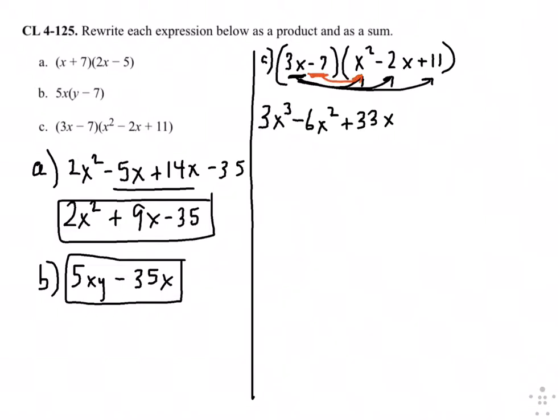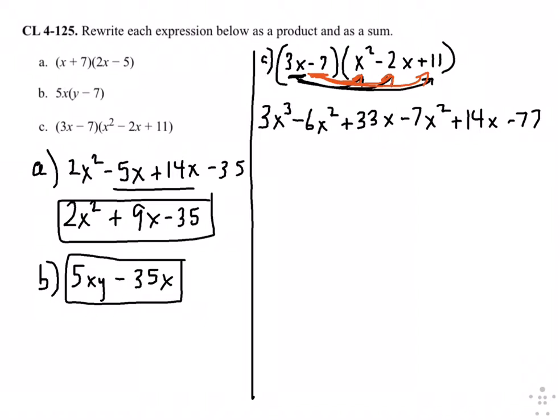And we have to do the same. Multiply it by all three of those, right? So negative 7 times x squared is negative 7x squared. Negative 7 times negative 2x is plus 14x. And negative 7 times 11 is minus 77.